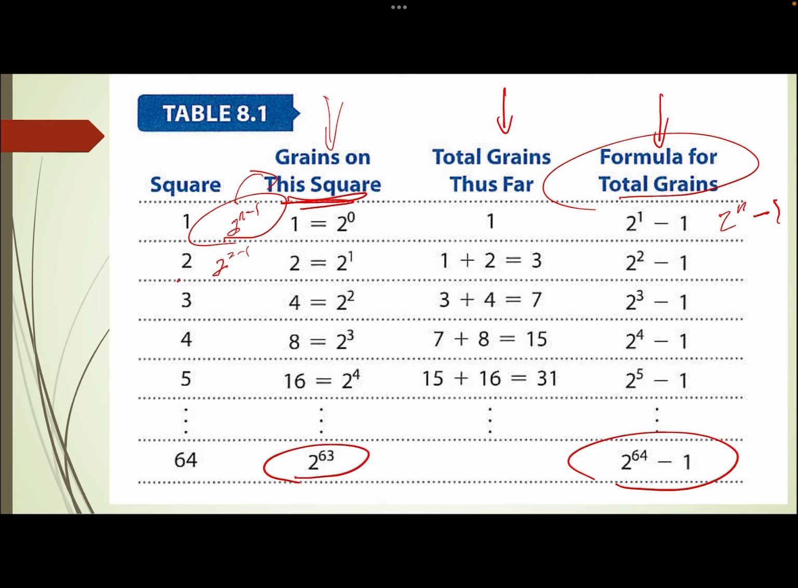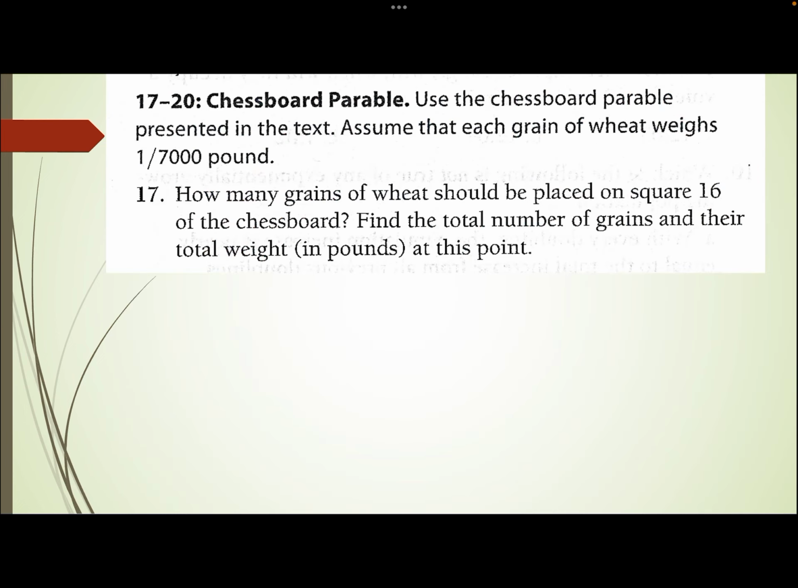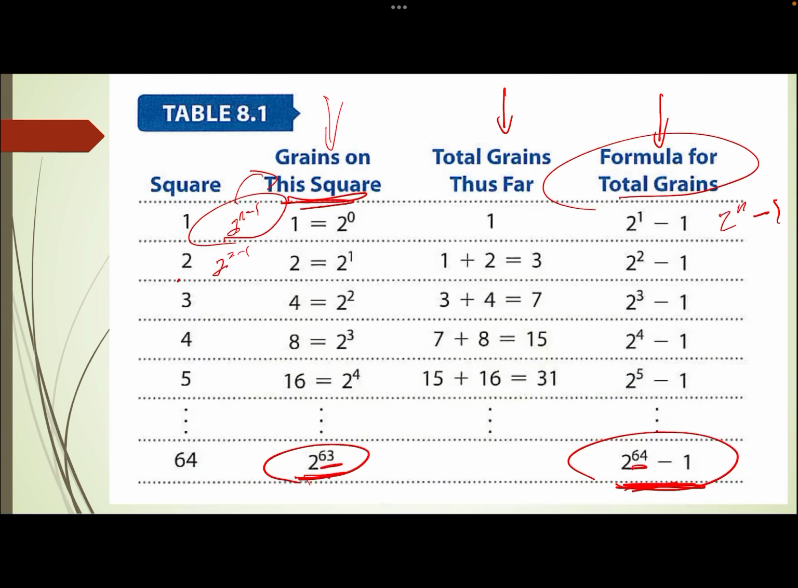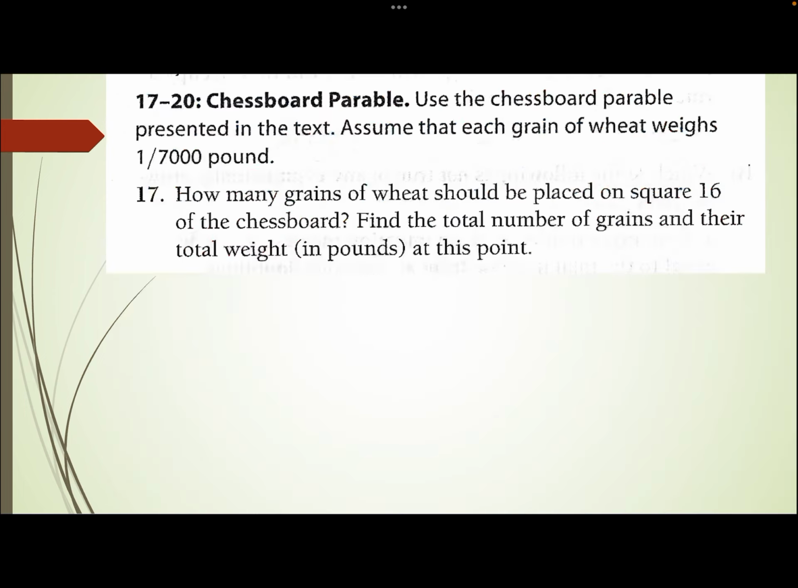Now, those don't seem like they're that much different, but they really are, because this is a very high exponent. So you can put that in your calculator and find out how many grains of sand there are. But I want to show you an example of one of your homework problems. If you go to the homework page of your notes, you'll see this.